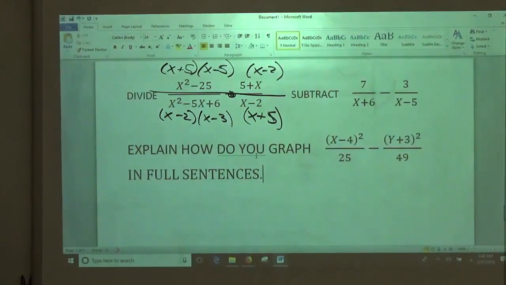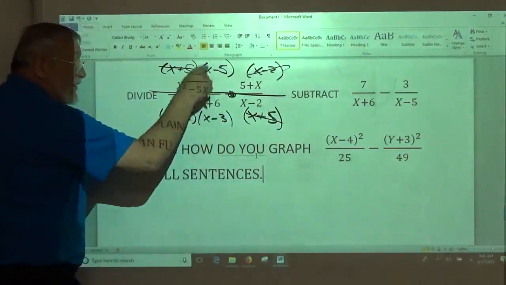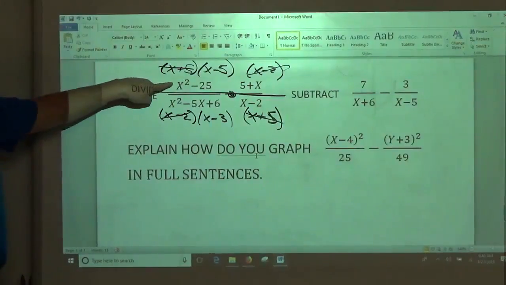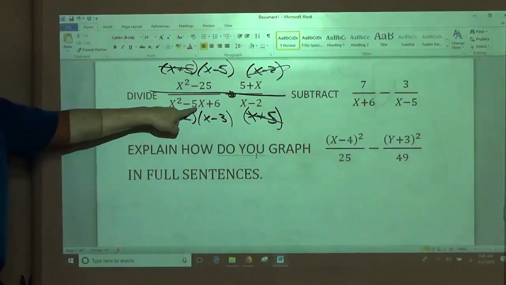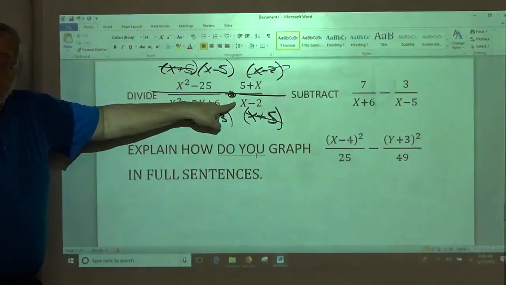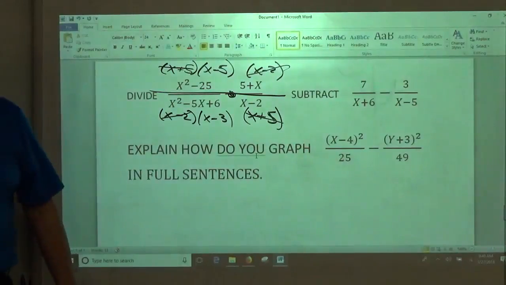All right, do you see anything that would cancel? Yeah, x plus 5. X plus 5's cancel. And the x minus 2's cancel. And so the correct answer is x minus 5 over x minus 3. Okay, now how many different skills? All right, one skill for the difference of squares, one skill for the trinomial, and one skill for changing dividing into multiplying. That's 3 skills. And then simplification or canceling is 4 skills. 4 different skills to be able to do the one problem.